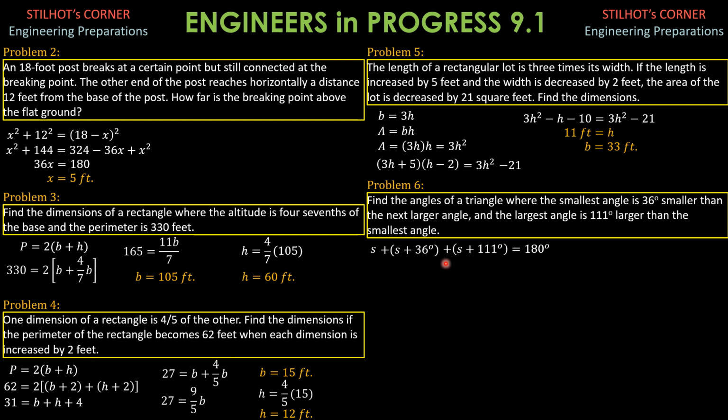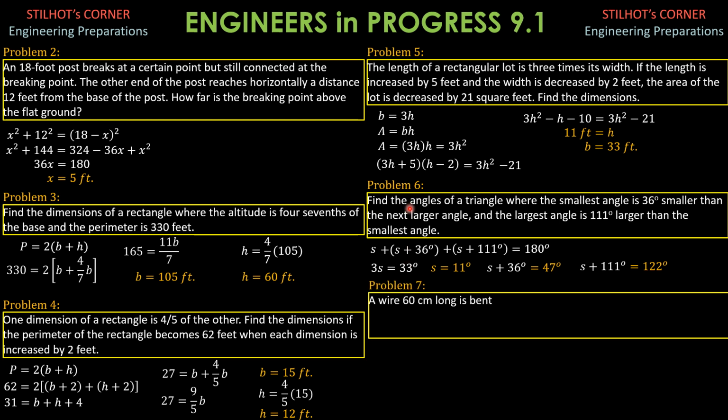S plus S plus S is 3S, 180 degrees minus 111 degrees minus 36 degrees is 33 degrees. So 3S equals 33 degrees. Therefore, the smallest angle is 11 degrees, 33 degrees over 3. The next larger angle is 11 plus 36, so 47 degrees. And the largest angle is 11 plus 111, 122 degrees. So that's it for problem 6. Problem 7, this is the last for this video.